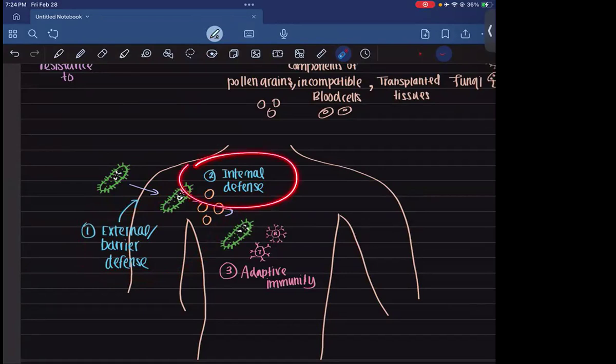Internal defense. This is again the second part of your immune system. And then finally, if the bacteria surpasses the internal defense, your adaptive immunity is going to work. So this is like the largest, the strongest army.